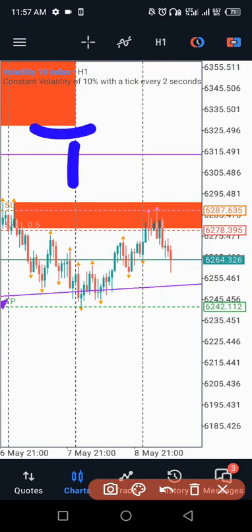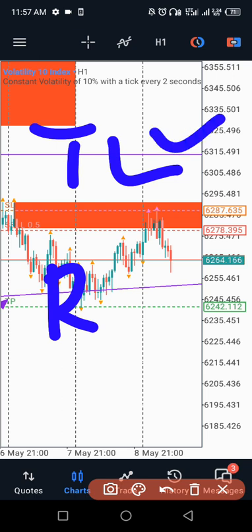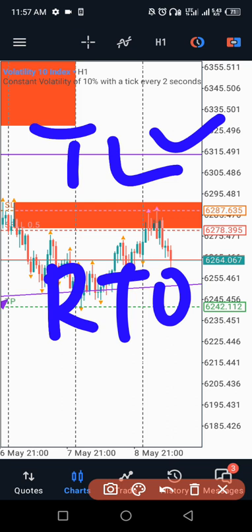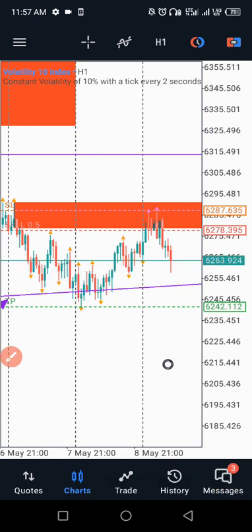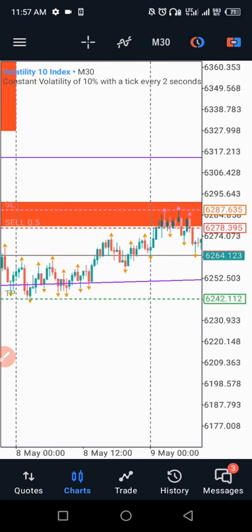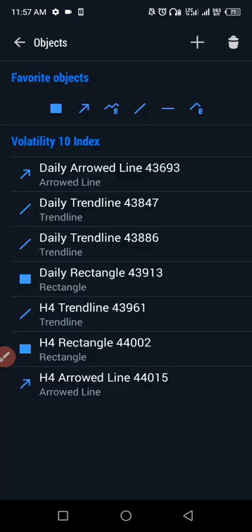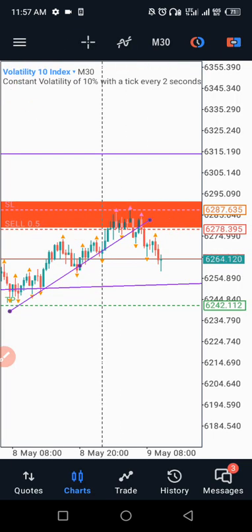Remember we are talking about trend line break and then the return to order block. Now let us look at the trend line break before we talk about the return to order block. The trend line break actually happened at this particular level here. If we go to the 30 minutes time frame, we can see where the market actually broke out of this trend line.